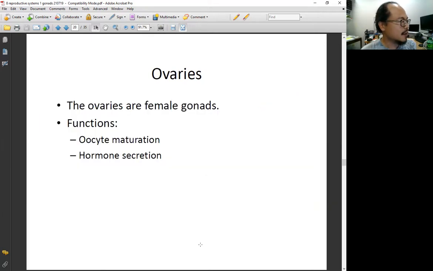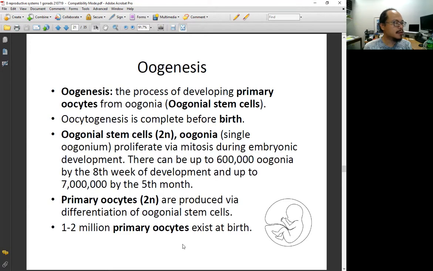All right. So the ovaries are the female gonads. Two major functions are oocyte maturation, as well as the hormone secretion, the female sex hormone secretion. So let's look at that. For the oocyte development, this is called oogenesis, coming from the oogonia, the oogonial stem cells.